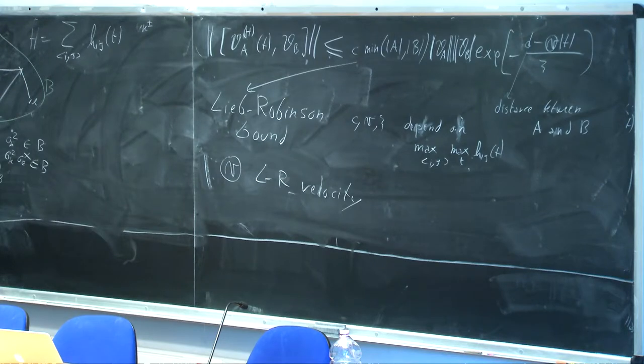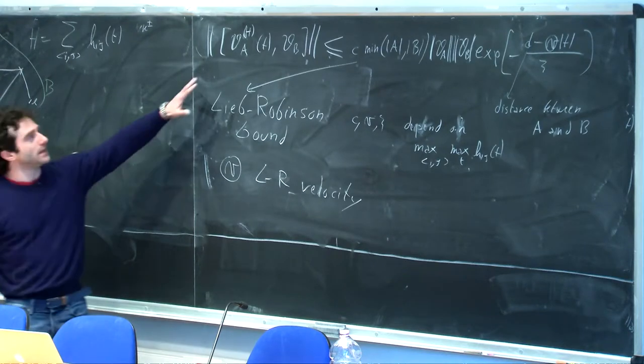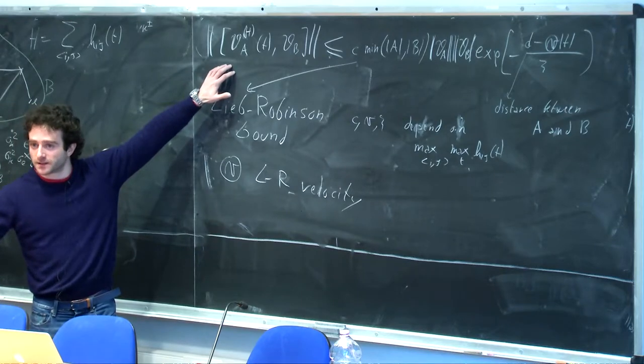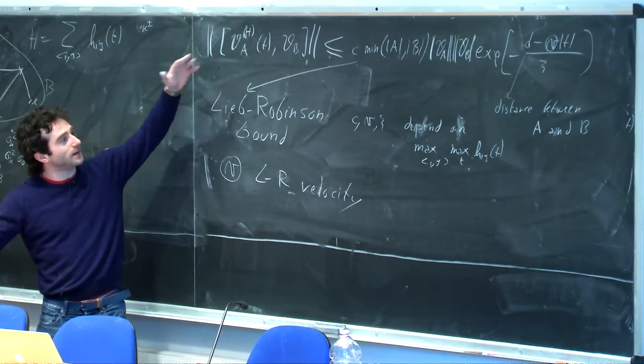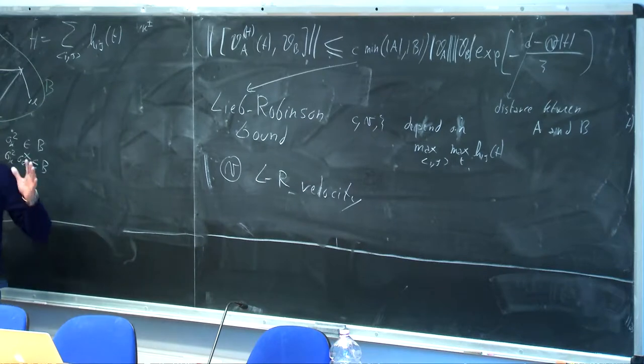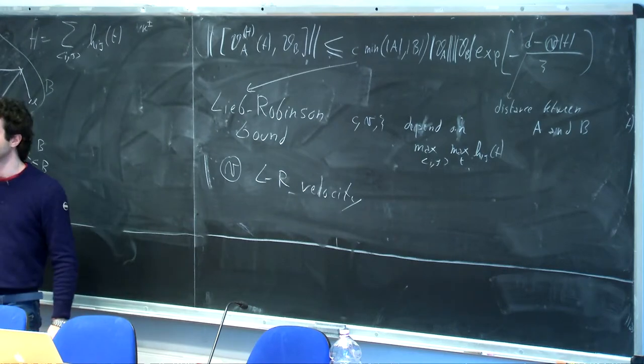of the lattice. What is indeed important is that here we don't have any knowledge about the state. So this is a bound for operators. This bound holds for any state that you consider. This is why this is an extremely powerful result. Are we happy?